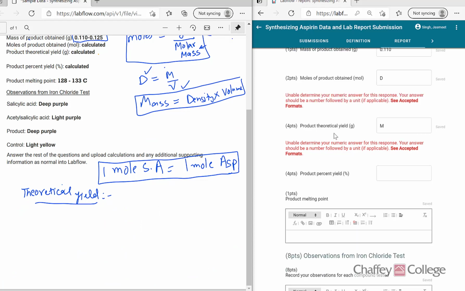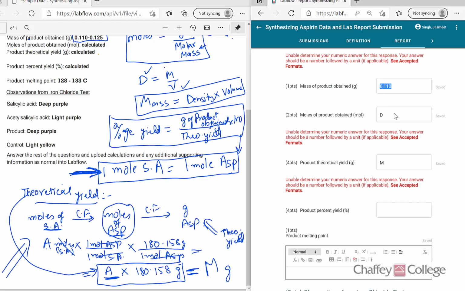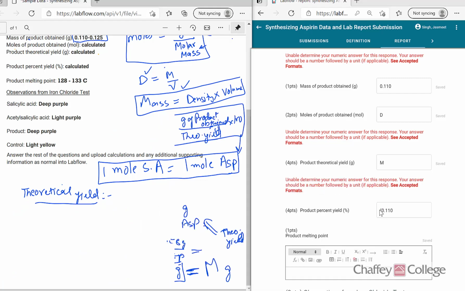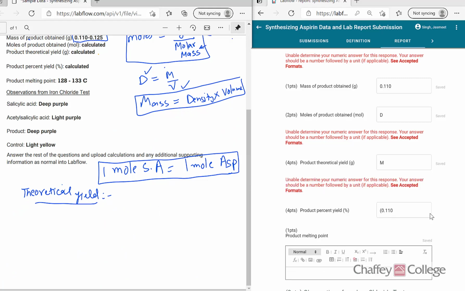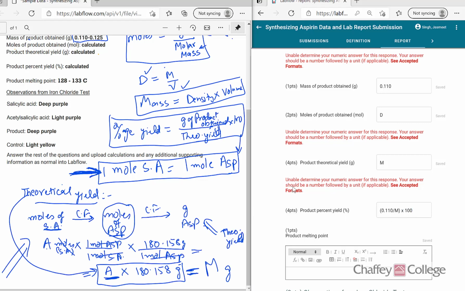Now the grams of product obtained is here, 0.110, divided by the theoretical yield. In my case, I assumed it to be M, but you should use your own number, multiplied by 100. That should give you the percentage yield. These are all the calculations you need for this lab.